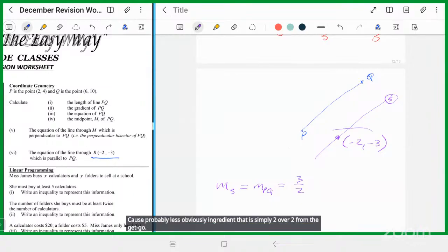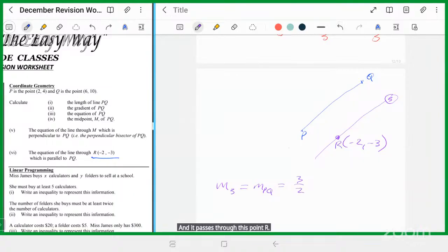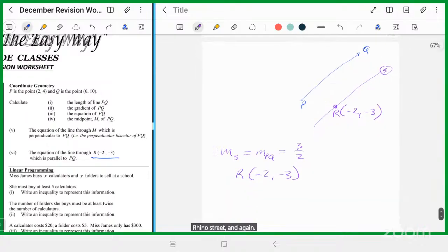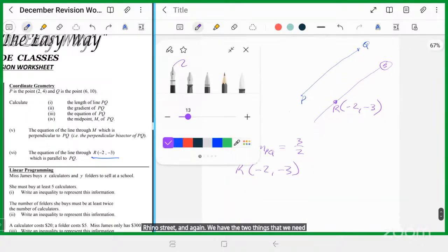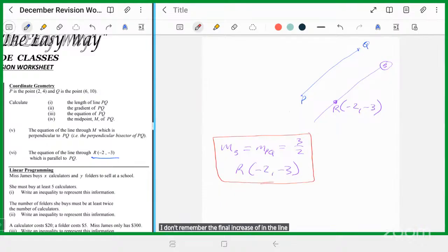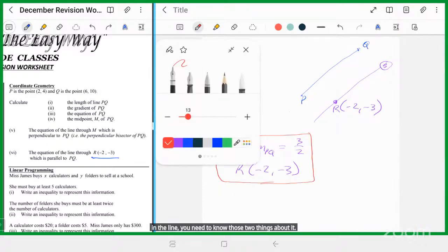And it passes through this point R, which is minus 2, minus 3. And again then, we have the two things that we need to find the equation. Because remember, to find the equation of any line, you need to know those two things about it: the gradient and a point. That's all you need.